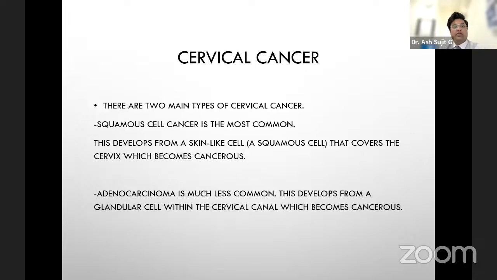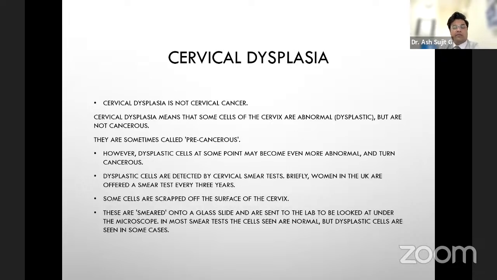Cervical cancers are mainly two types. You have squamous cell carcinoma, which is the most common, which develops in the ectocervix. And you have the adenocarcinoma, which is less common, and it is usually seen in the endocervix, which involves the glandular cells. There is a precancerous lesion called cervical dysplasia, where some cervical cells are abnormal, but these are not cancerous. They can be precancerous. However, with time, if it's not detected or if it progresses, this can progress to malignancy.